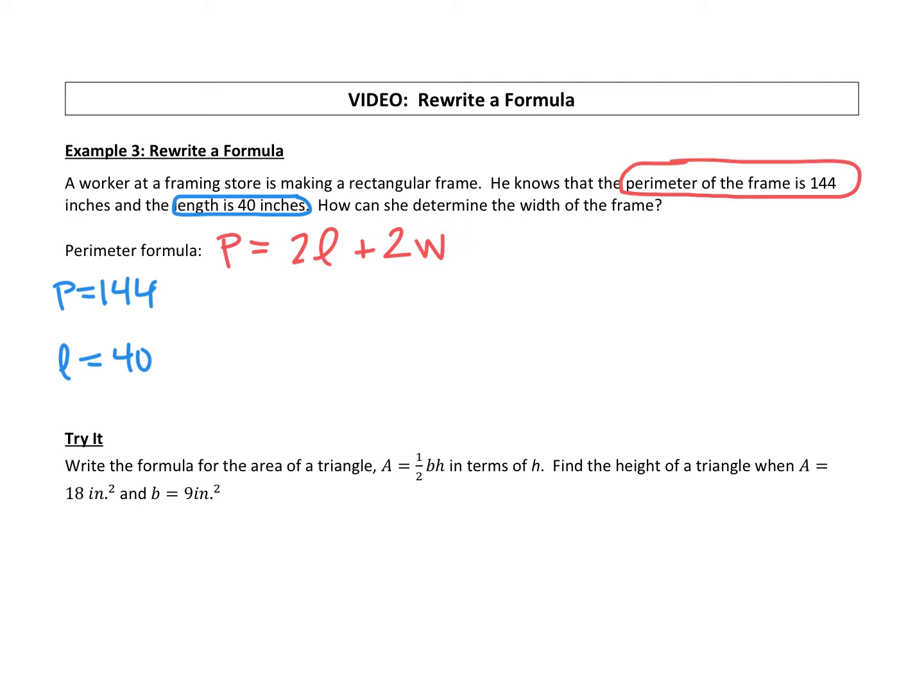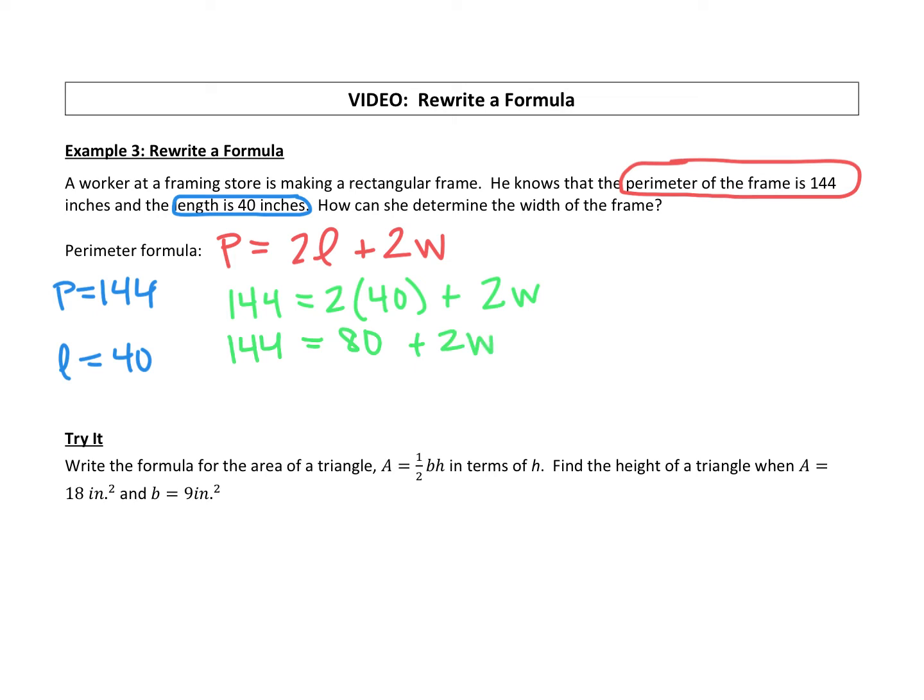All right, so we know the perimeter is 144, so I'm plugging that in for the P. It's equal to 2 times the length, which is 40, plus 2 times the width, which we don't know. Now to solve this equation for W, let's go ahead and simplify that 2 times 40, just to get that cleaned up a little bit. 144 equals, that gives us 80 plus 2W.